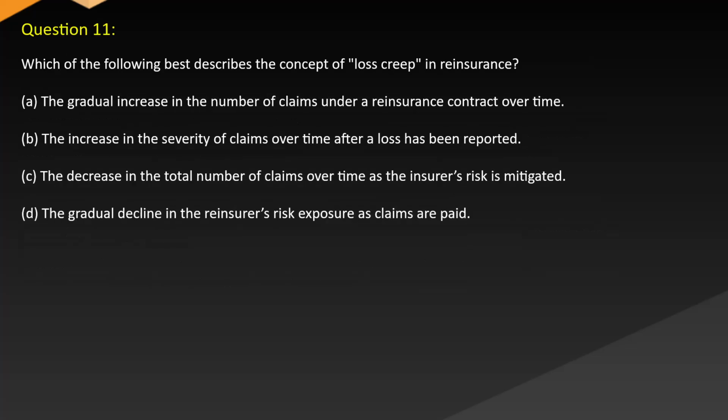Question 11. Which of the following best describes the concept of loss creep in reinsurance? A. The gradual increase in the number of claims under a reinsurance contract over time. B. The increase in the severity of claims over time after a loss has been reported. C. The decrease in the total number of claims over time as the insurer's risk is mitigated. D. The gradual decline in the reinsurer's risk exposure as claims are paid.